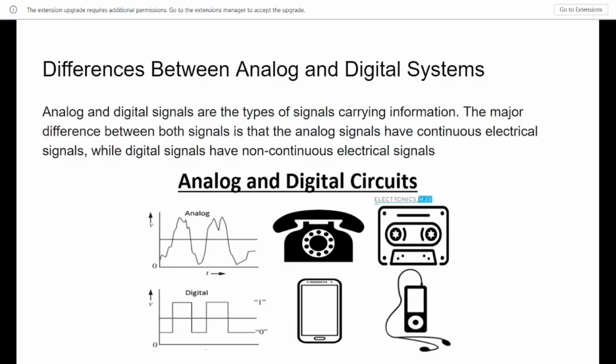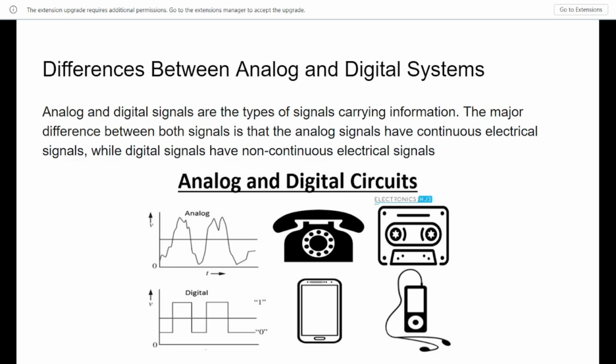First, we need to understand the differences between analog and digital systems. Analog and digital signals are the types of signals carrying information. The major difference between both signals is that the analog signals have continuous electrical signals, while digital signals have non-continuous electrical signals.